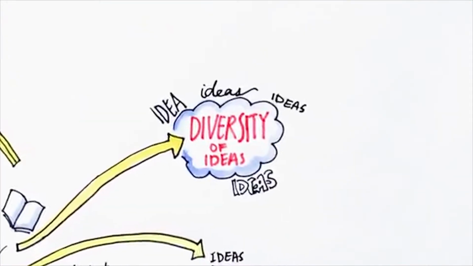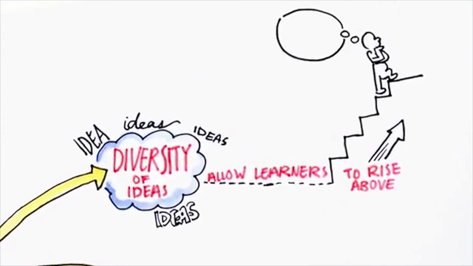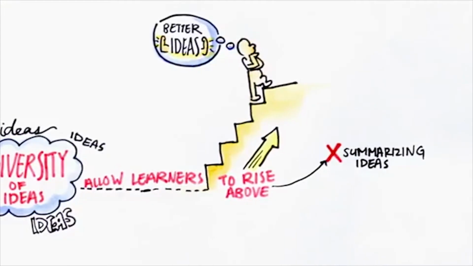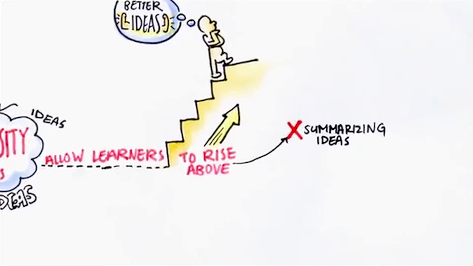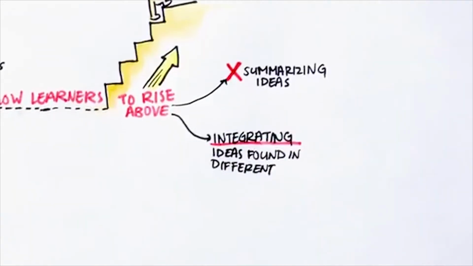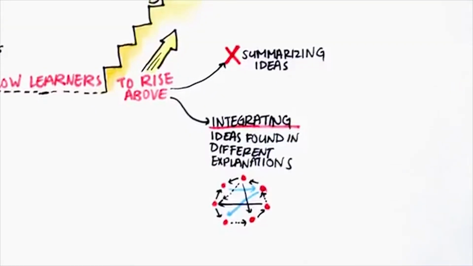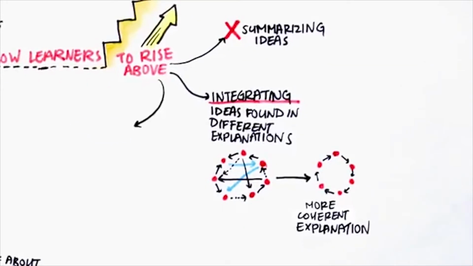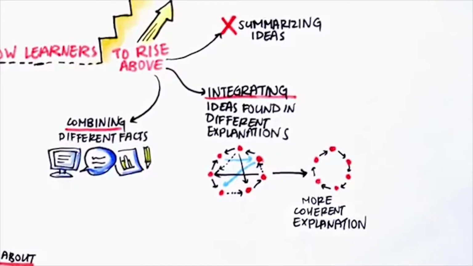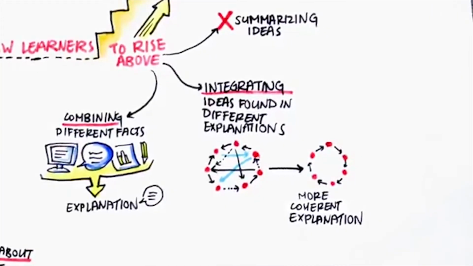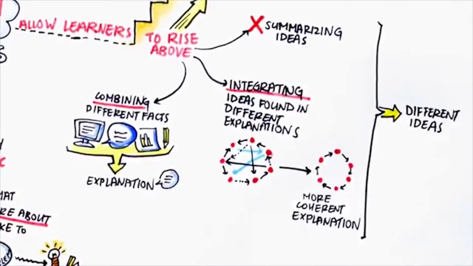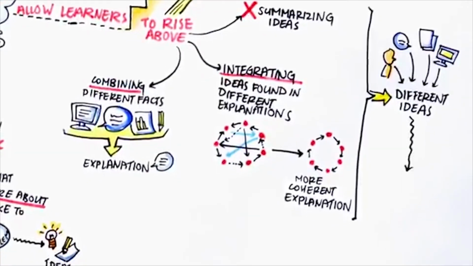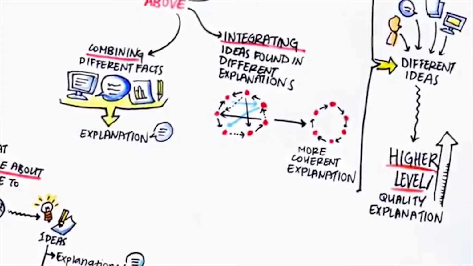Diversity of ideas allow the learners to rise above to form better ideas. Rising above does not simply mean summarizing different types of ideas. Rising above can mean integrating ideas found in different explanations to come up with a more coherent explanation. It can also mean combining different pieces of facts and coming up with an explanation. In short, it is drawing on different ideas, either from other learners' explanations or from other sources to come up with higher level or better quality explanation.